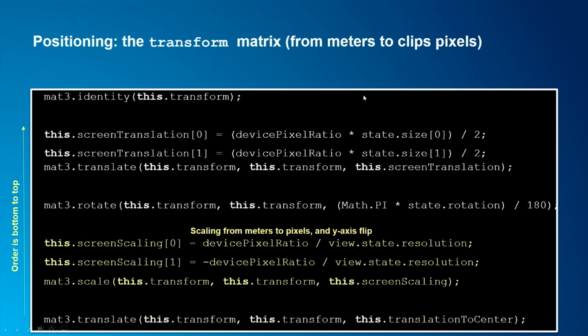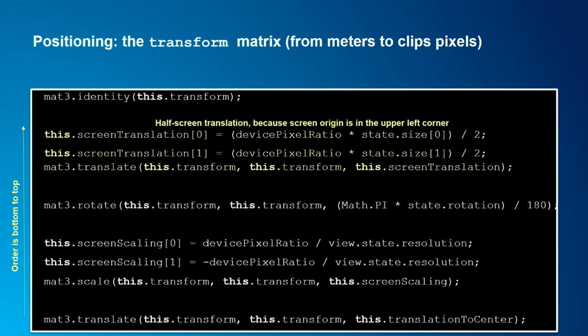Then there is a scaling that depends on the current resolution at which we are looking at the map and the device pixel ratio. Then we have to take into account the map rotation. Finally, there is a half screen width translation to the right, half screen height translation down, to take into account the fact that the origin of the screen is in the upper left corner of the screen and not in the center.